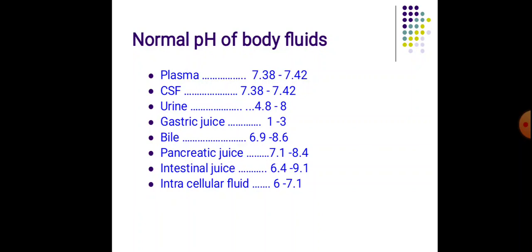For the bile, it is 6.9 to 8.6. Pancreatic juice is alkaline, about 7.1 to 8.4. Intestinal juice is 6.4 to 9.1 and intracellular fluid is 6 to 7.1. Of this, don't forget the pH of plasma, it is 7.38 to 7.42.